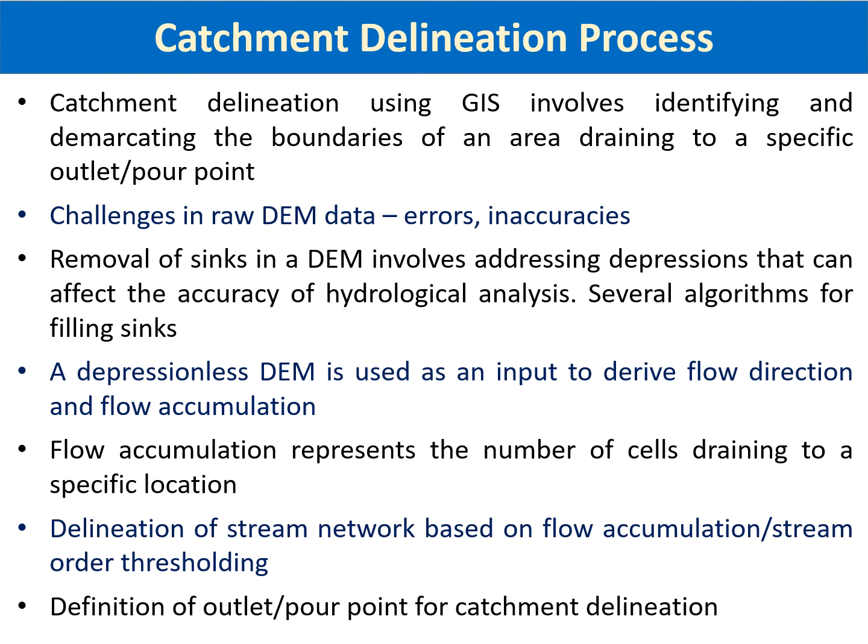Even if you have the coordinates of the outlet point, you have to choose the nearby coordinates on the stream that has been generated, and then you delineate the catchment. So these are the general steps or procedure involved for catchment delineation.